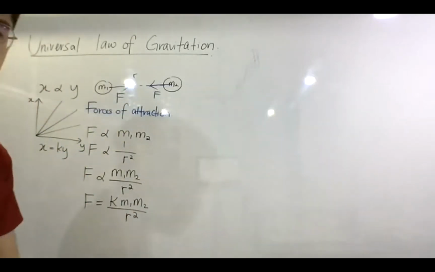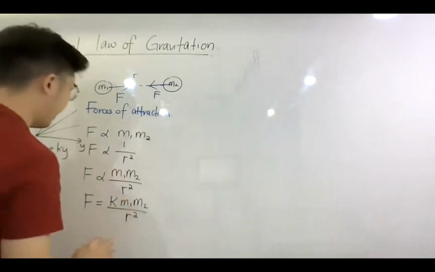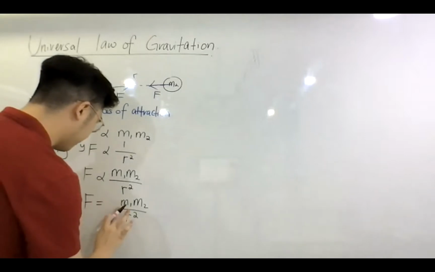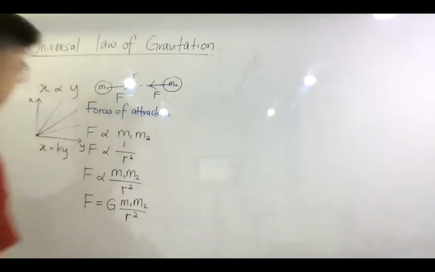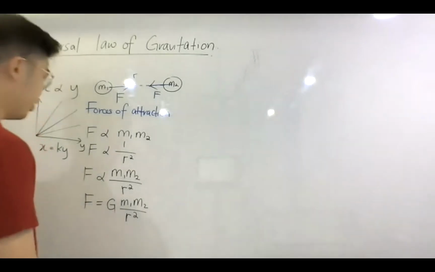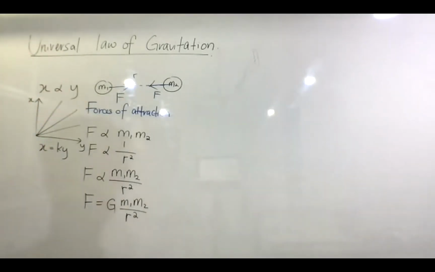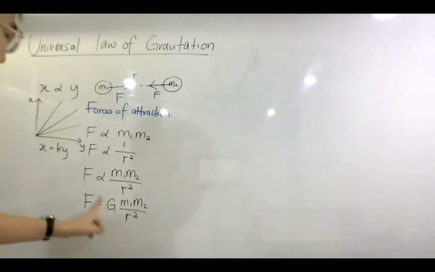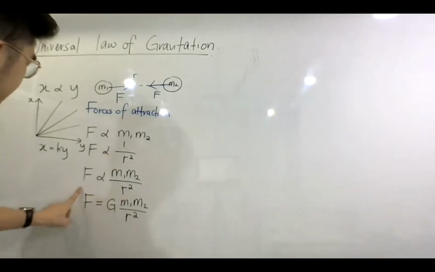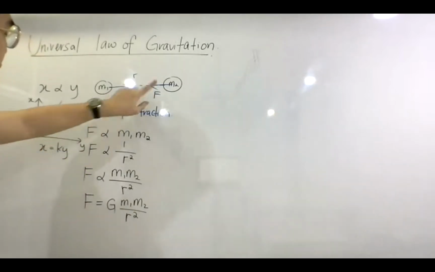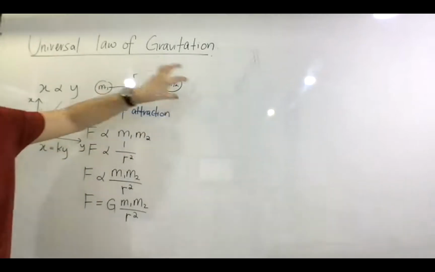Now for this constant, they choose a symbol, big G. Instead of writing k, they will use G. What does the G stand for? Okay, now before we talk about G, again, what force is this? This is the gravitational force, right?